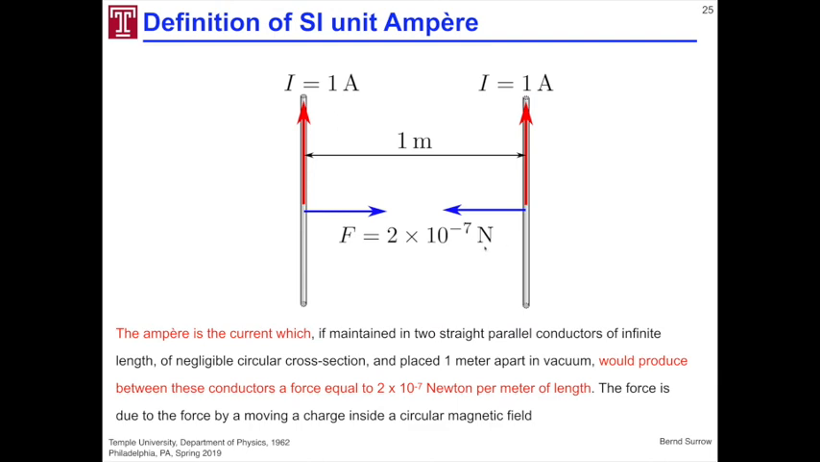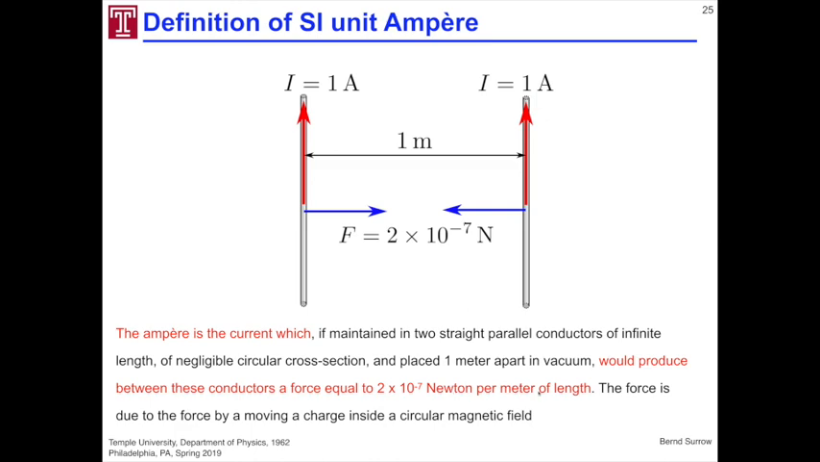Now, the ampere is the current, and let me first read this definition here. The ampere is the current which, if maintained in two straight parallel conductors of infinite length, of negligible circular cross-section, and placed 1 meter apart. So you have here a wire and here a wire. And there's a current flowing through that, namely charge per unit time, would produce between these two conductors a force of 2 times 10 to minus 7 Newton per meter of length.